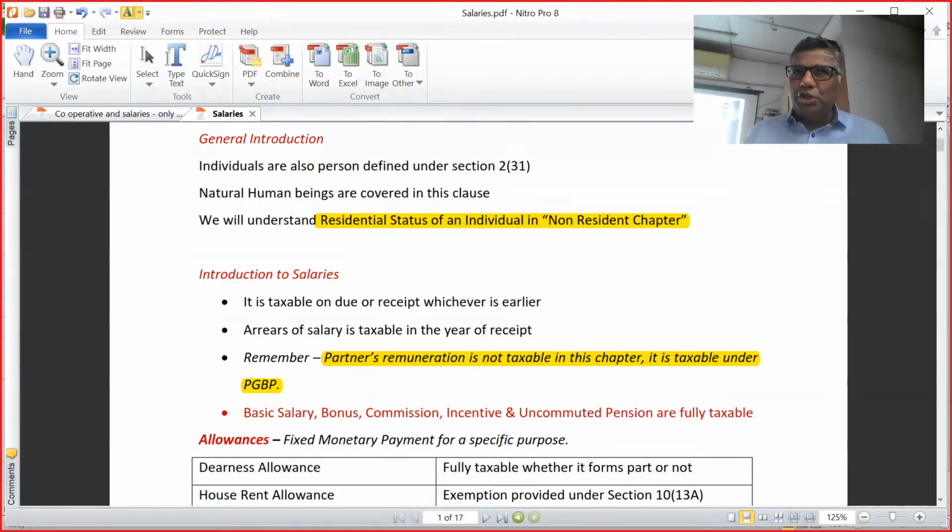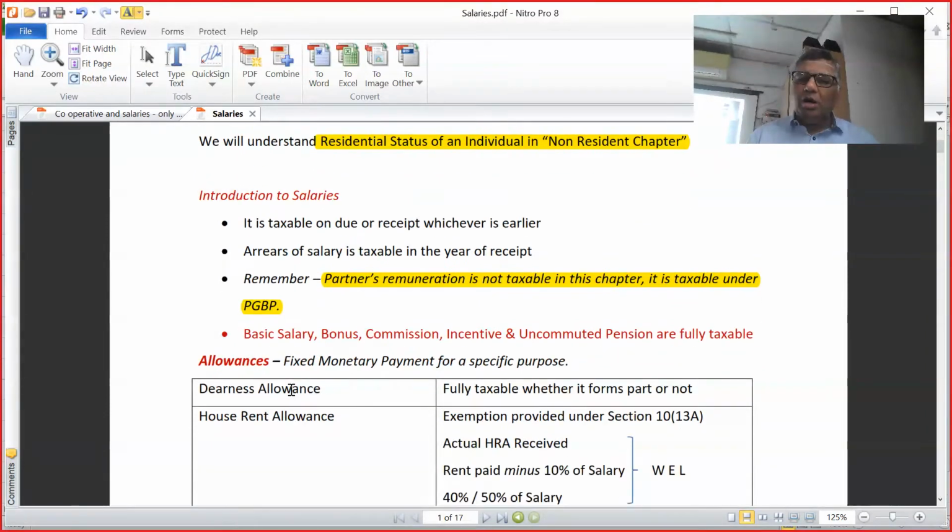Remuneration to partners of a partnership firm, and remuneration paid to directors, which is covered under 40A subsection 2, only if they are relatives. For partners, 40B is the guiding section. 40B says what can be the remuneration paid: up to 3 lakhs, 90%, more than 3 lakhs, 60%. So partners' remuneration is not coming under the salaries chapter, it is going to PGBP.